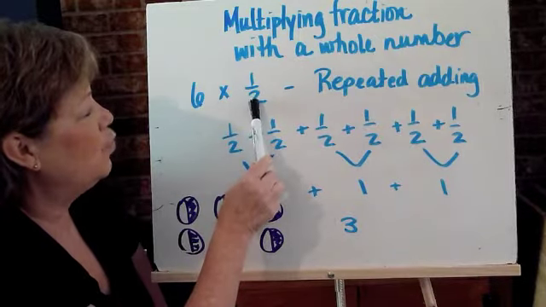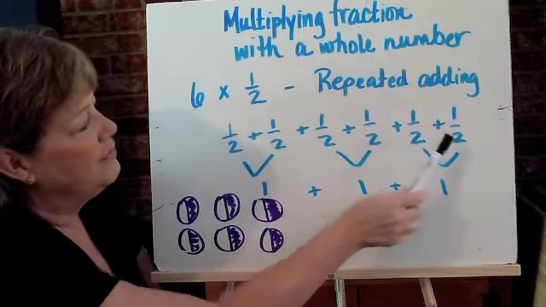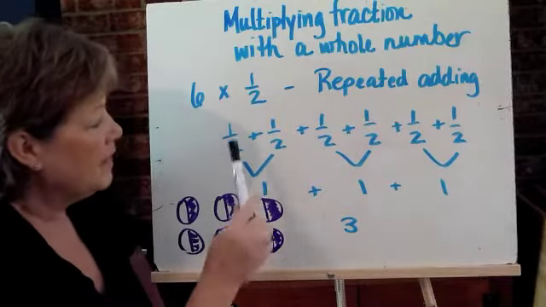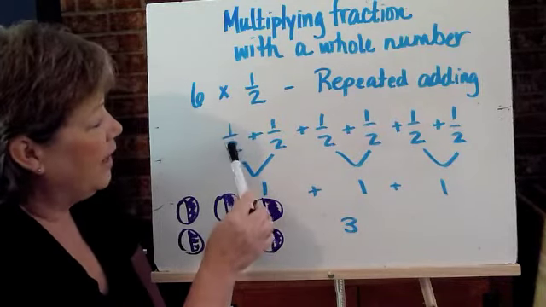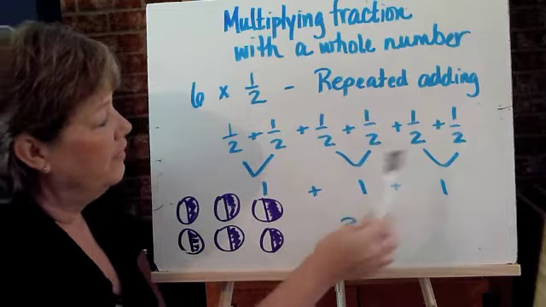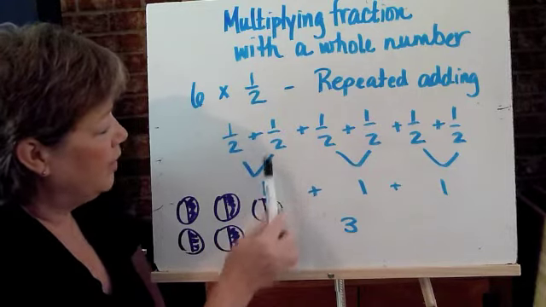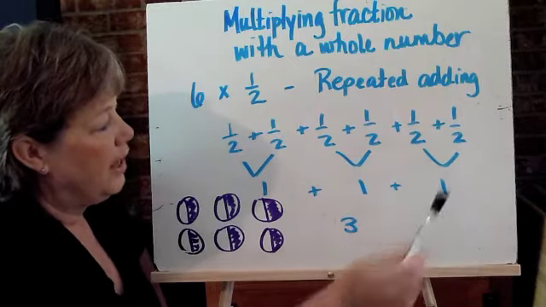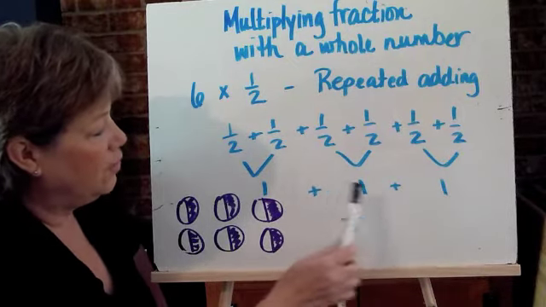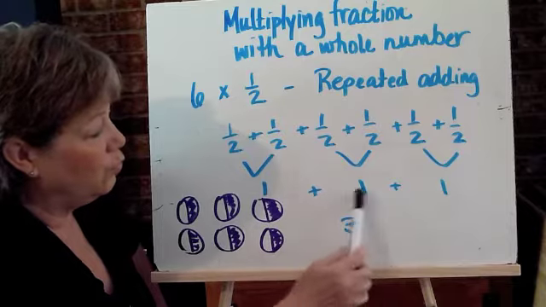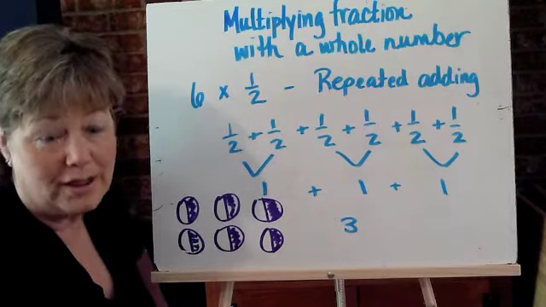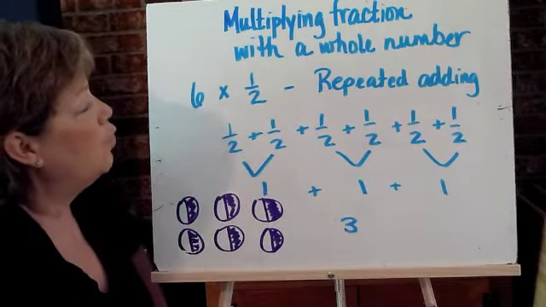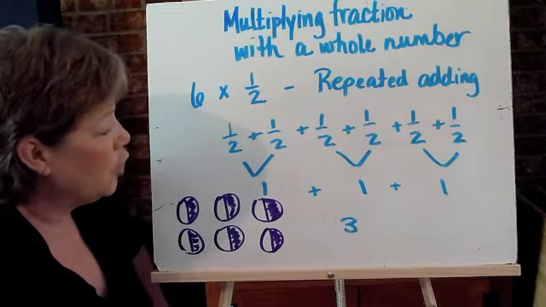It's 6 halves. 1, 2, 3, 4, 5, 6 halves. So if you add those all together, I kind of group them. I have 2 halves is a whole, 2 halves is a whole, 2 halves is a whole. And if I add those three together, I have 3. So 6 times 1/2 equals 3.